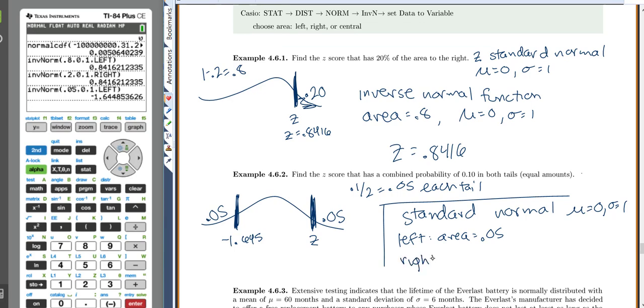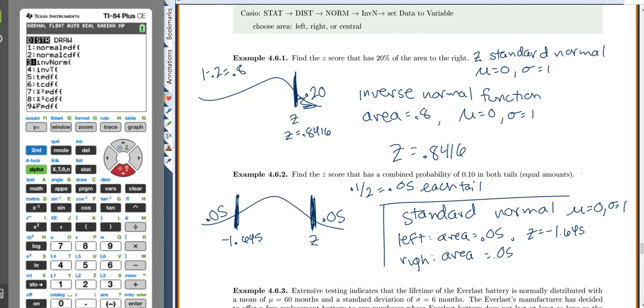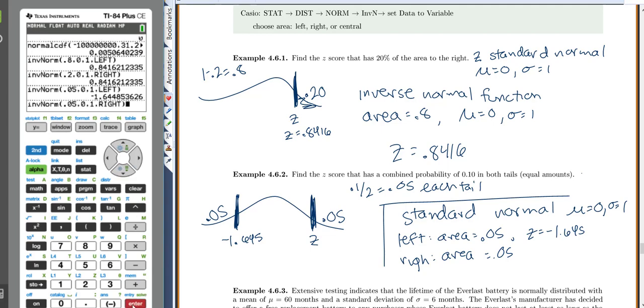I could do a right with area equals 0.05. So when I did the left, I got z equals negative 1.645. If I put in 0.05 to the right, I get z equals 1.645. So this is positive 1.645. Now when I got the negative over here, I could have just used symmetry to say I know this positive one is 1.645. Okay. So symmetry is very useful.